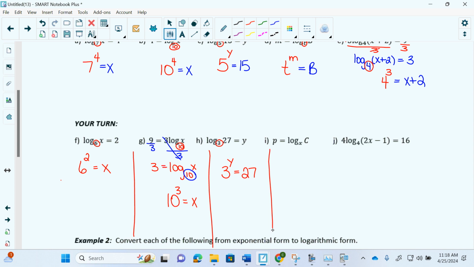Okay, I, what's its base? X, so that's going to be my base. Bestie is going to stay bestie, so it's not going to stay with a C. What's the exponent going to be? P. Then it's going to equal what's left over, which is C.